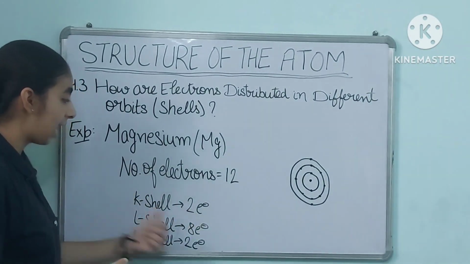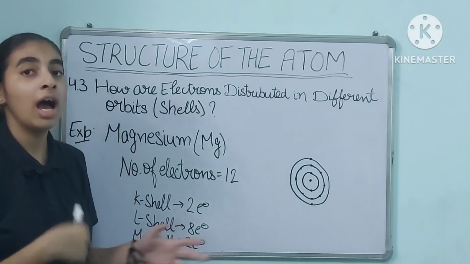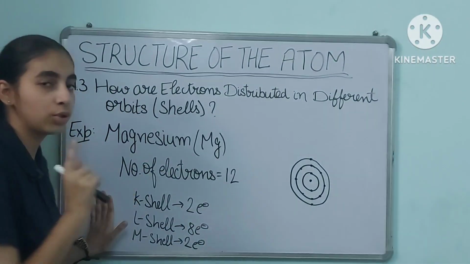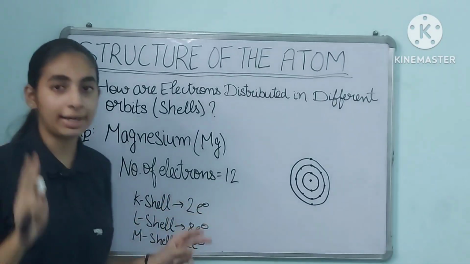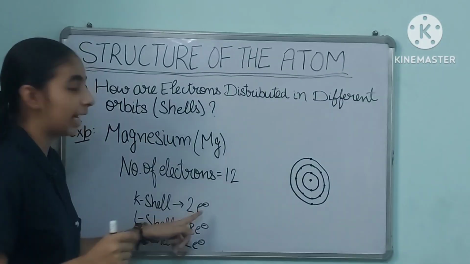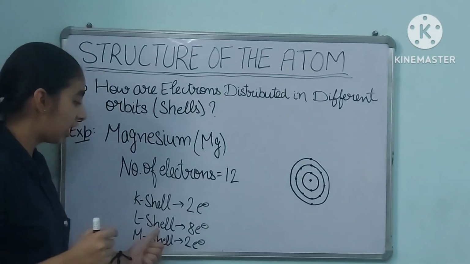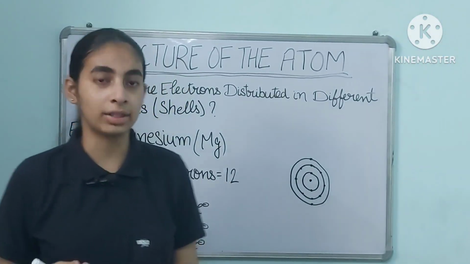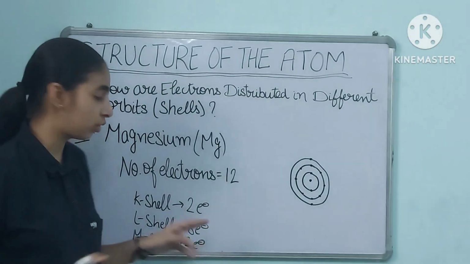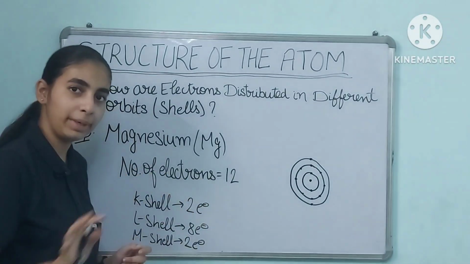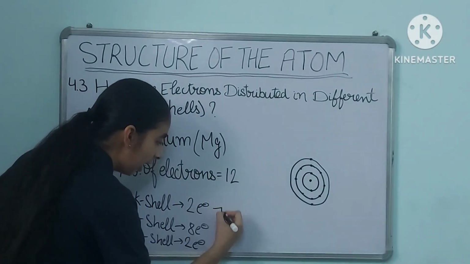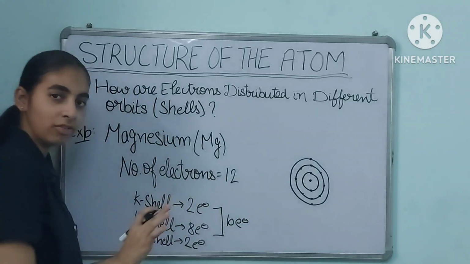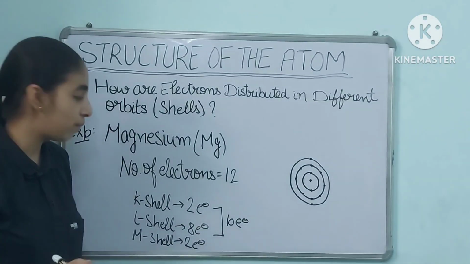2 electrons in the K shell, 8 in the L shell, and 2 in the M shell. How? Let's see. Suppose this is the K shell. I have told you the rule that the K shell takes 2 electrons, so I have written 2 electrons in the K shell. Then there is the L shell, which has the capacity of filling up to 8 electrons, so I have filled it with 8 electrons. Now in the K and L shells, 10 electrons are filled. 2 electrons are left out of 12, so I will put them in the M shell.